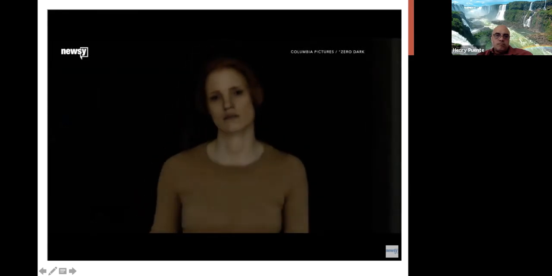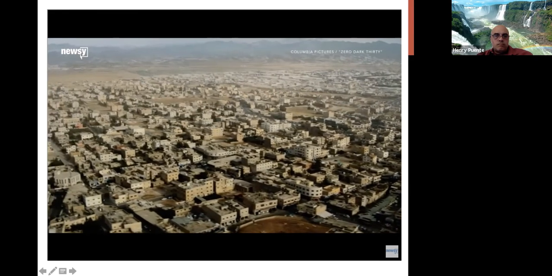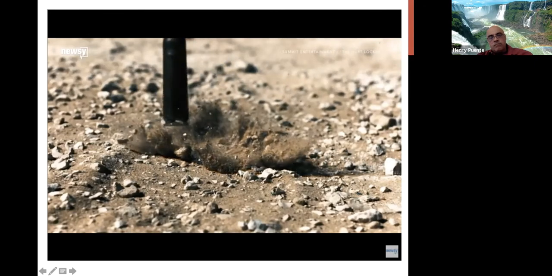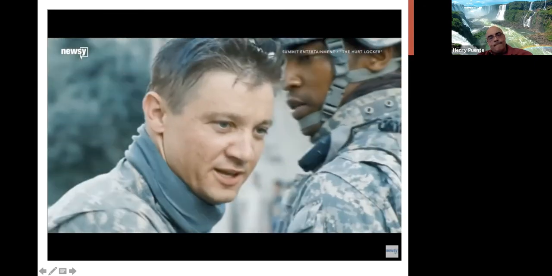And then what do you have after 9/11? You have films like Zero Dark 30, Hurt Locker, what else? So that whole terror genre is told from the story of the military, right?